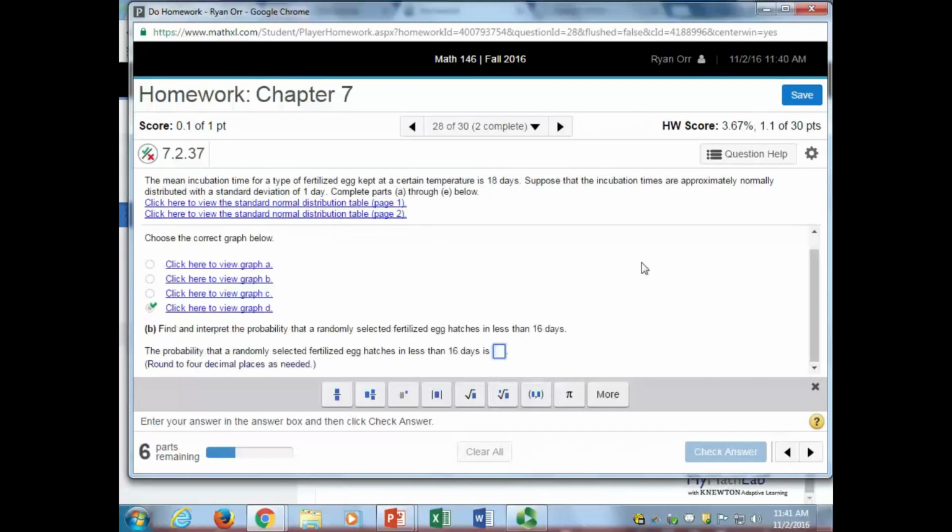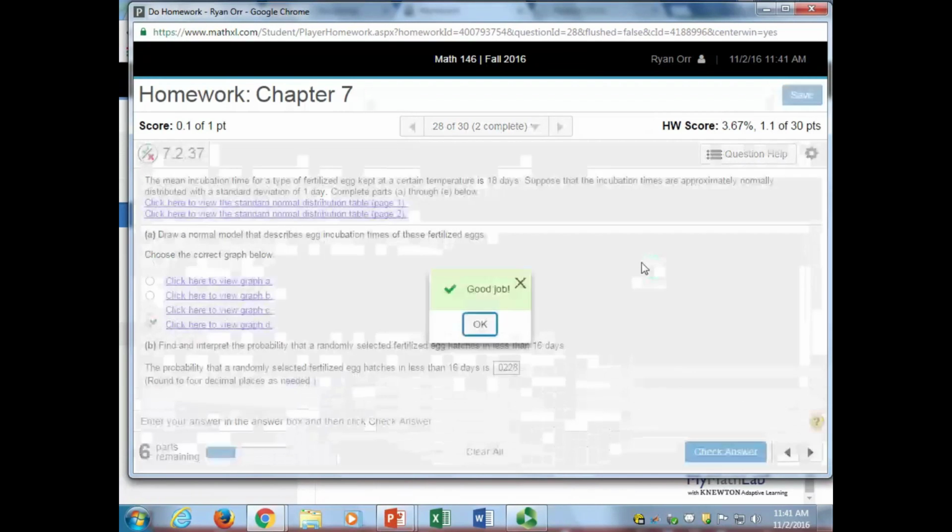So it looks like it left everything the same. So it's 0.0228, correct? Is what we got? Okay.